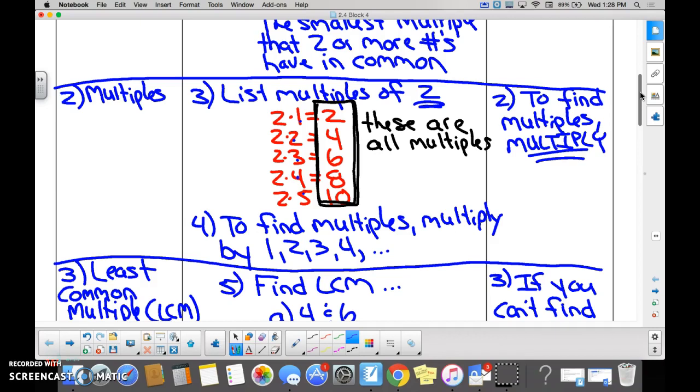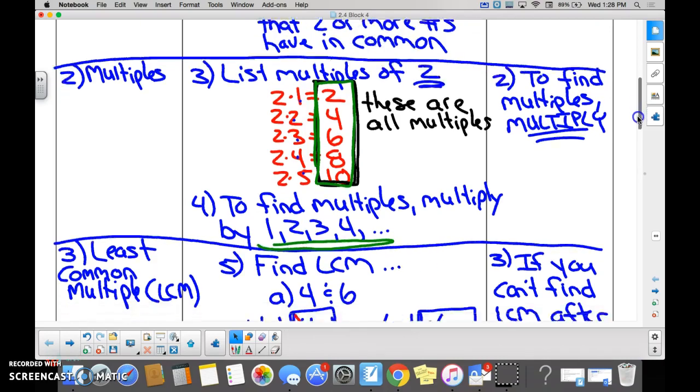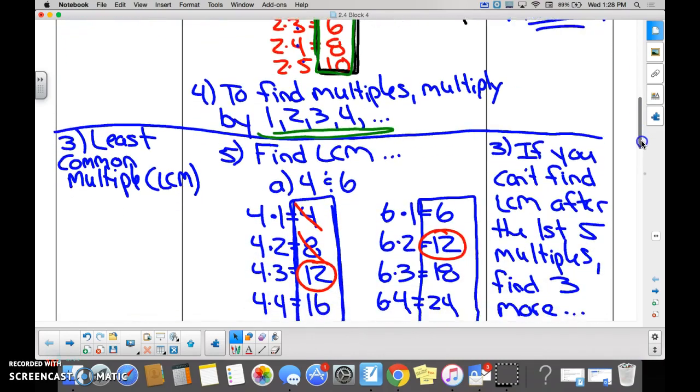Okay? So when we found multiples, what did we put around the multiples? A box, right? And we said it's probably a smart idea to always find the first multiples of any given number, right? So multiply by 1, then multiply by 2, then multiply by 3, and so on. You got me? Yes.